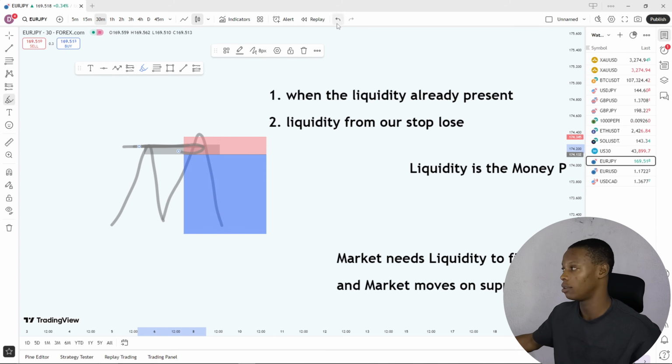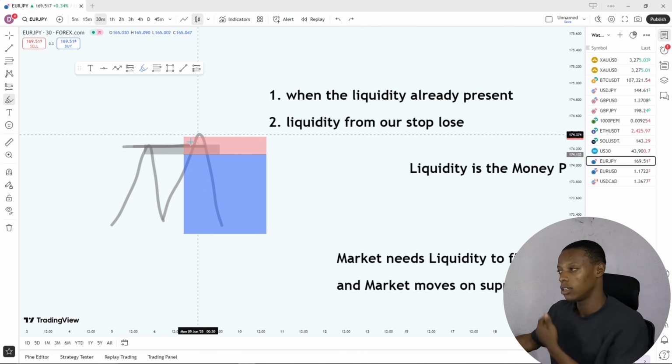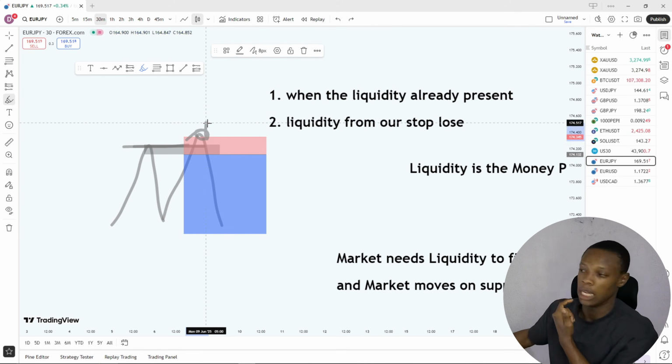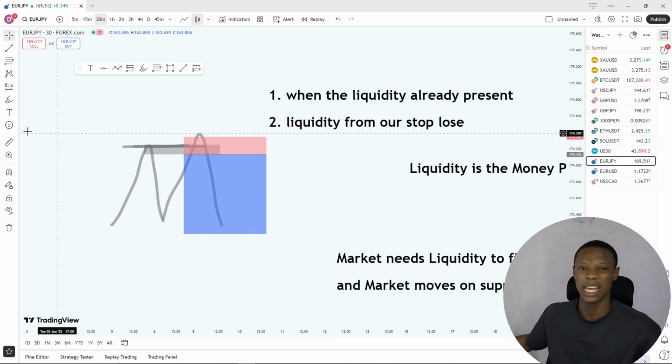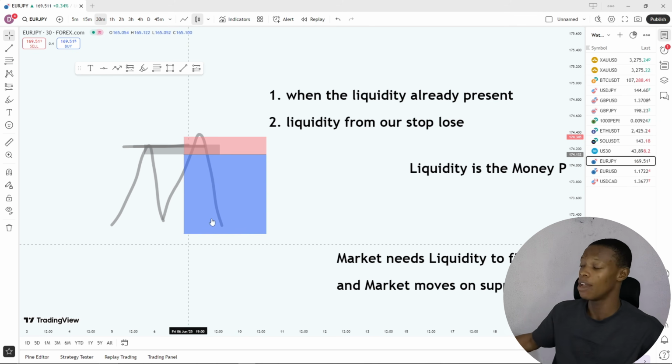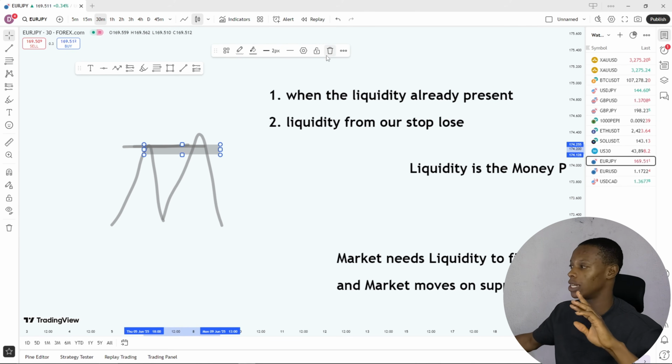And what's going to happen? Once they get stopped out, liquidity has been gotten in the market. Now the institutional trader who tried selling is able to execute his sell, and the price will start going down after hitting your stop loss. That's exactly what the market keeps doing every single time. So these are the two ways the market is able to get these orders filled.